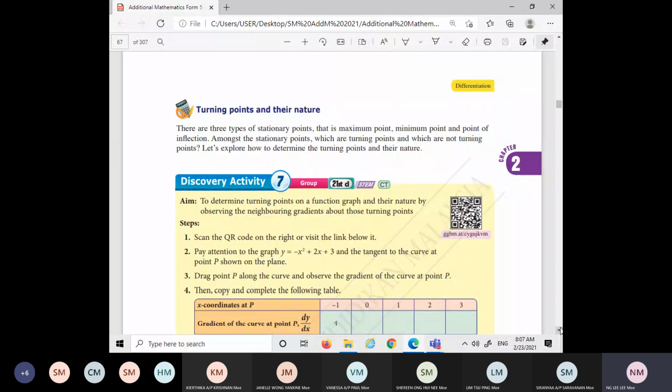Again, this is another quite tough topic actually. Because last time they didn't learn so detailed for the old syllabus. They only learned the maximum point and the minimum point. They didn't learn the point of inflection. This one was previously in the Form 6 syllabus. So now you have to learn it. It's a bit complicated, the whole thing.